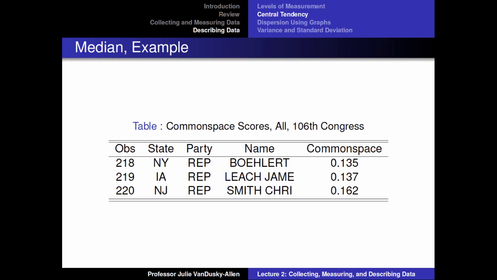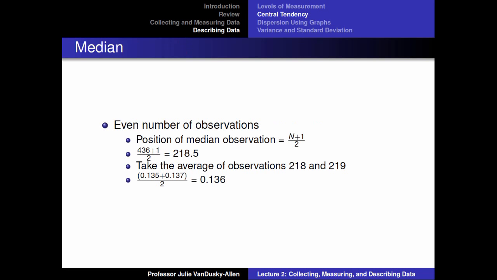So if you look at the previous slide, observation 218 takes on a value of 0.135, and observation 219 takes on a value of 0.137. The average of 0.135 and 0.137 is 0.135 plus 0.137, and that value divided by 2, which is 0.136.